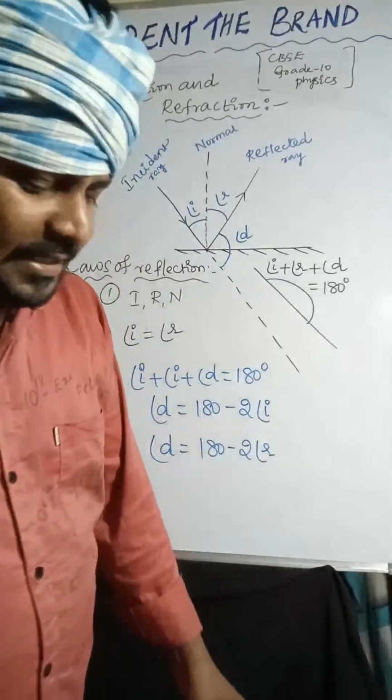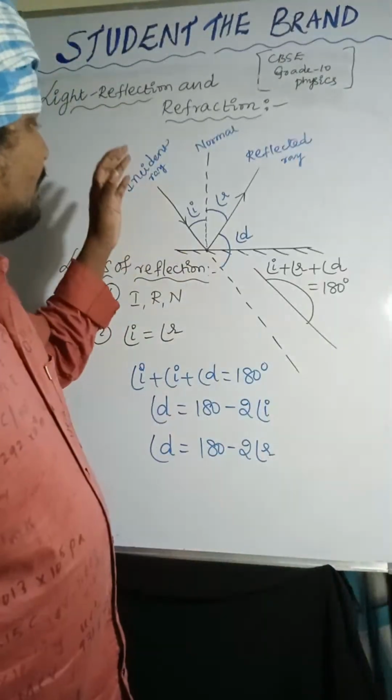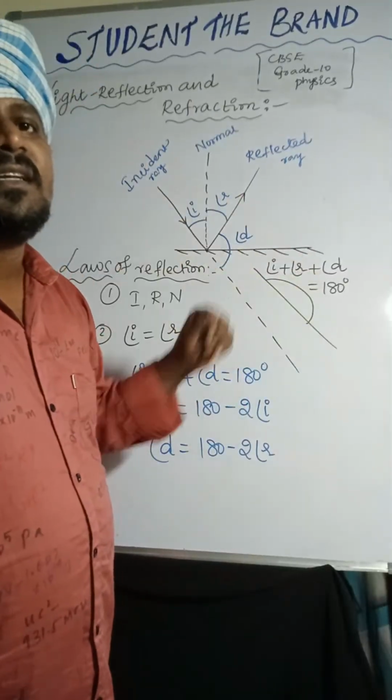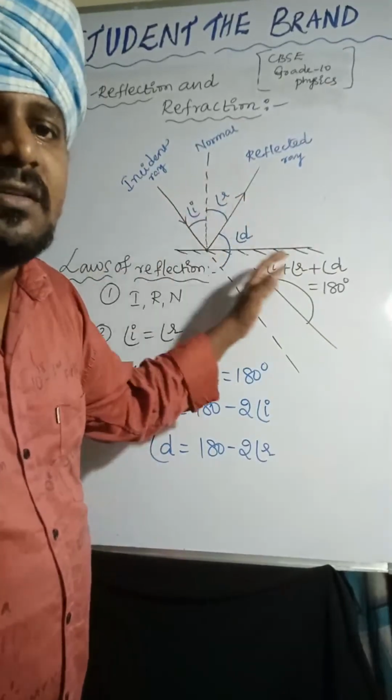Once again, listen very carefully. The bouncing back of the light from the reflecting surface is called reflection of light.